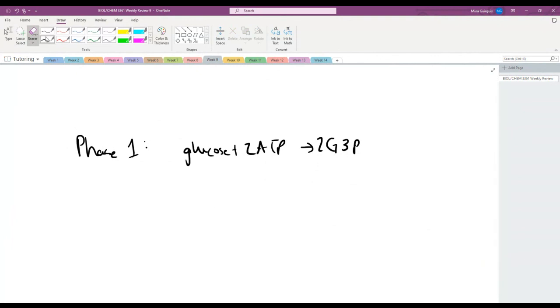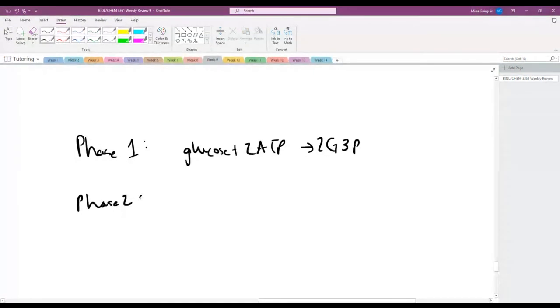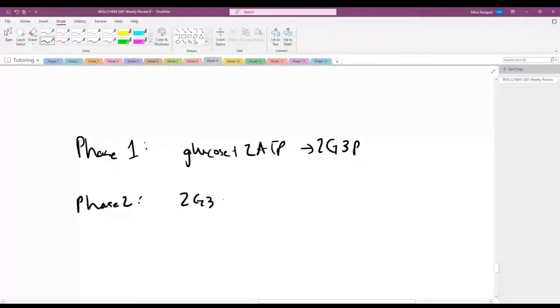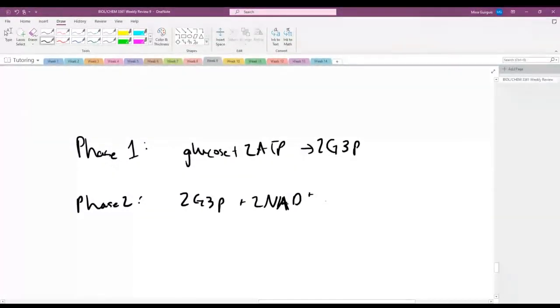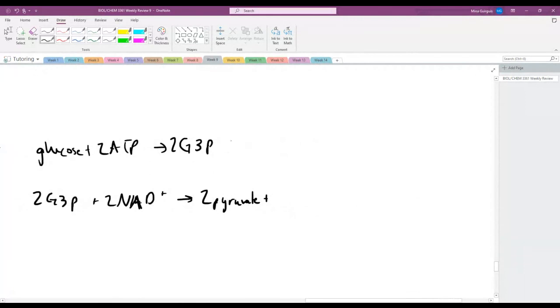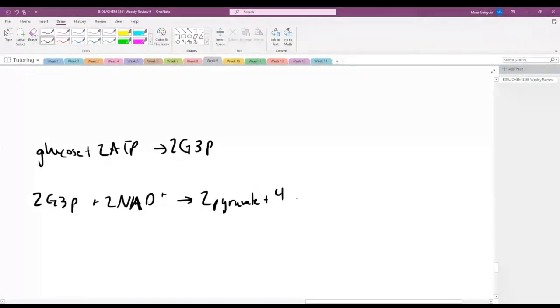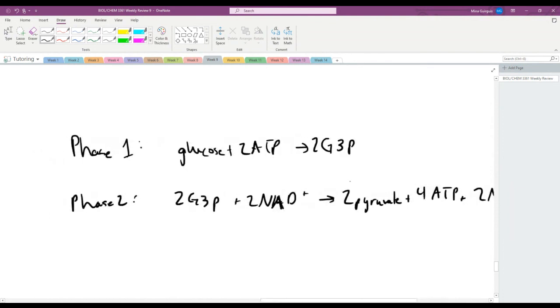Okay. And now phase 2 says 2 G3P plus 2, I guess I could have written ADP, but we're not going to worry about ADP for now. 2 NAD+ is going to give us 2 pyruvate plus 4 ATP plus 2 NADH. Did I miss anything? ATP, NADH. Okay, that's good.